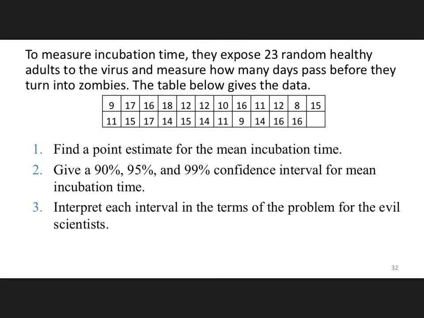Here is your table of data given. You're going to find the point estimate for the mean incubation time, and then find the confidence interval for 90% confidence, 95% confident, and 99% confident. And then, of course, interpret each interval in terms of the problem for the evil scientist. You may pause the video here and then work the problems and come back, and you'll see the answers on the next slides.